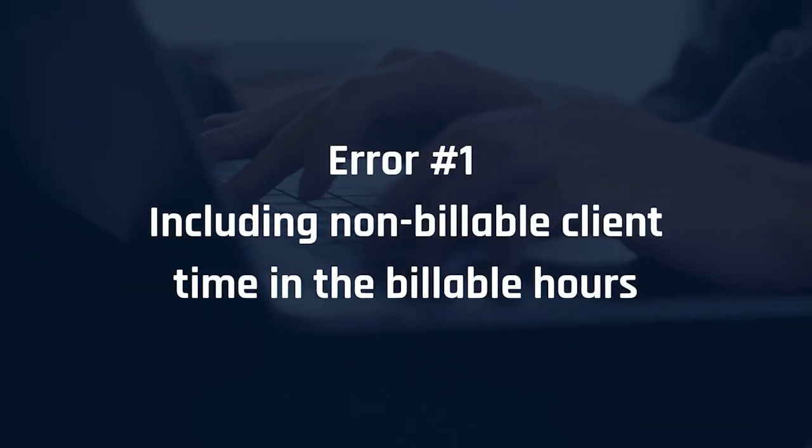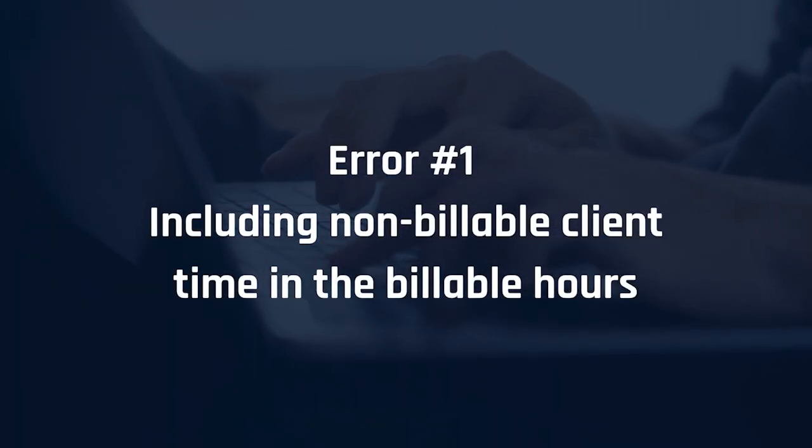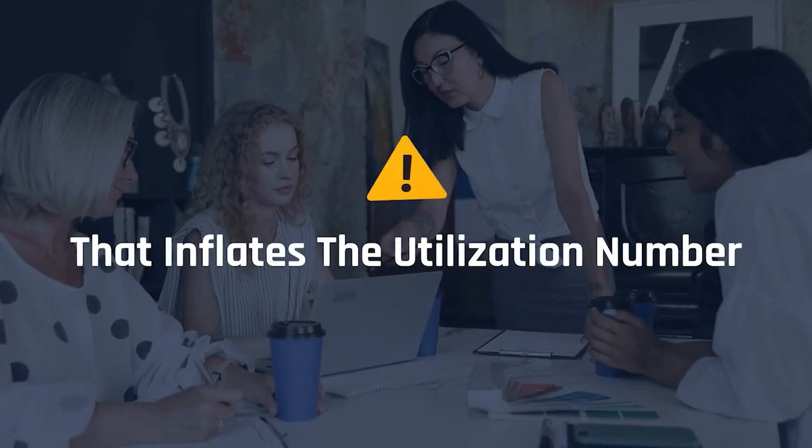First error is including non-billable client time in the billable hours figure. Some firms will count all the time spent on client-related activities as billable. We're talking about internal calls about the client, rework, over-servicing, and time spent on managing scope disputes. That inflates the utilization number. So a person can appear to be at 85% utilization while actually only spending 65% of their time on work that the client will actually pay for.